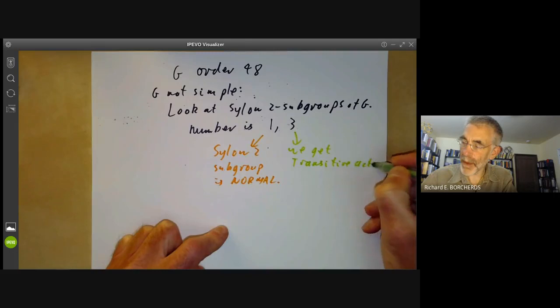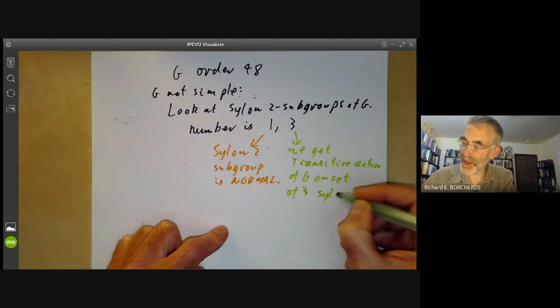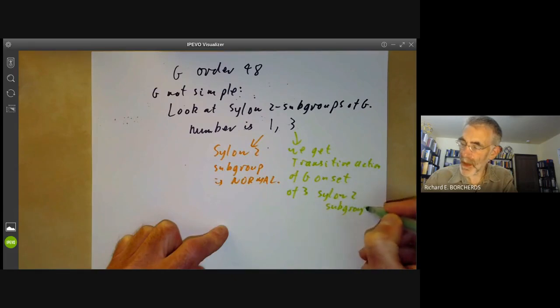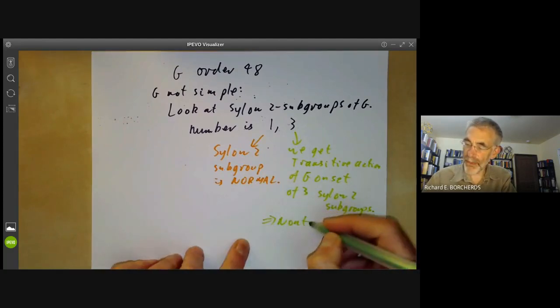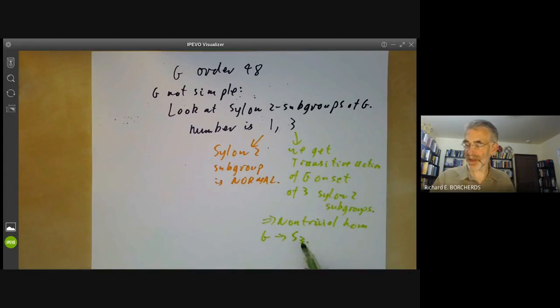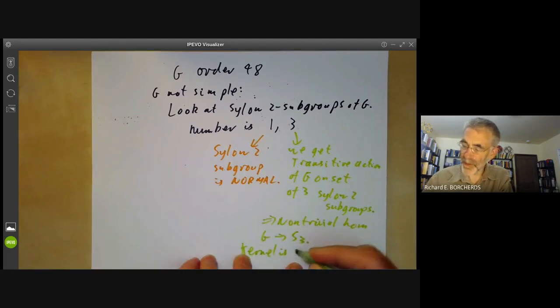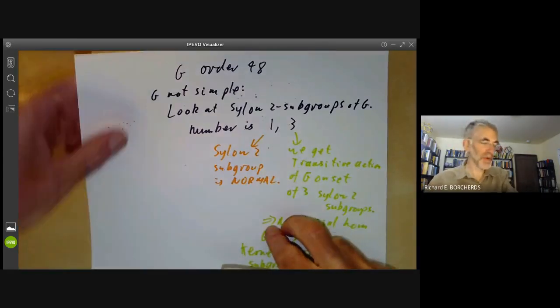If the number is 3, then we get a transitive action of G on the set of 3 Sylow 2-subgroups. Well, if we've got a transitive action of G on a set of 3 elements, this gives us a non-trivial homomorphism from G to the group S3 of all permutations of 3 elements. And S3 is of order less than G, so the kernel is a normal subgroup not equal to 1 or G. In fact, if you look a bit more carefully, you see that G must have a normal subgroup of index either 2 or 3. So there aren't any simple groups of order 48.